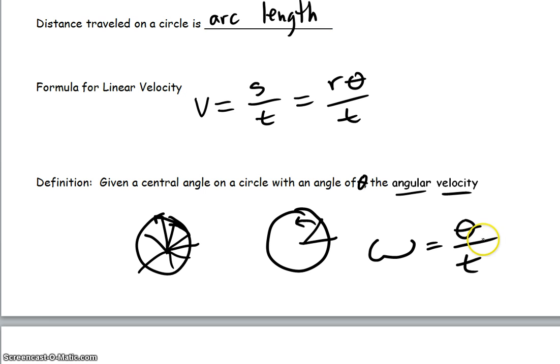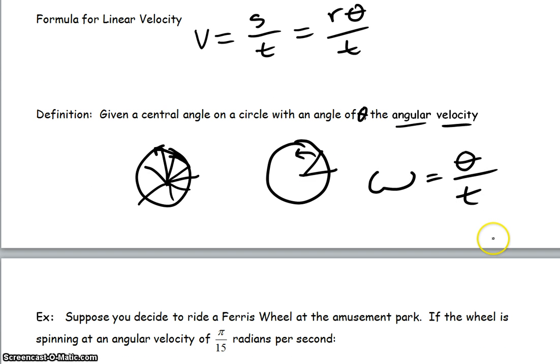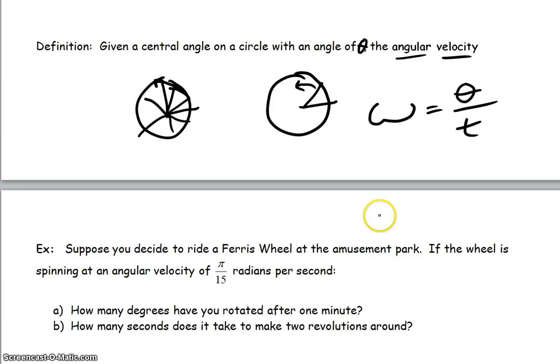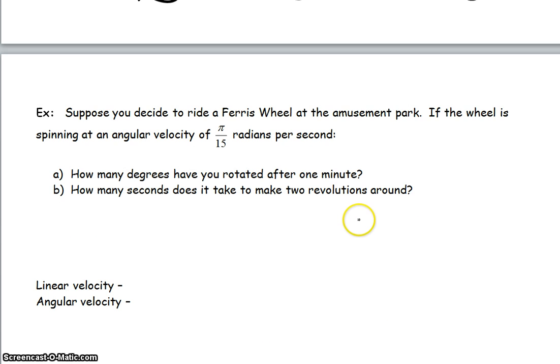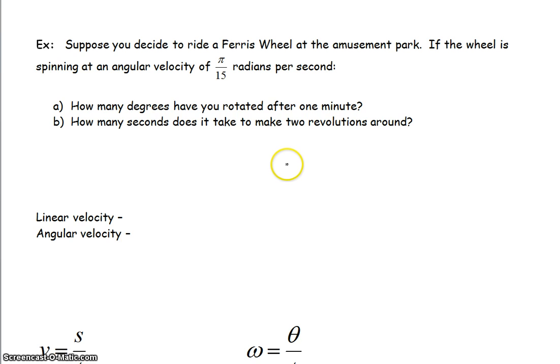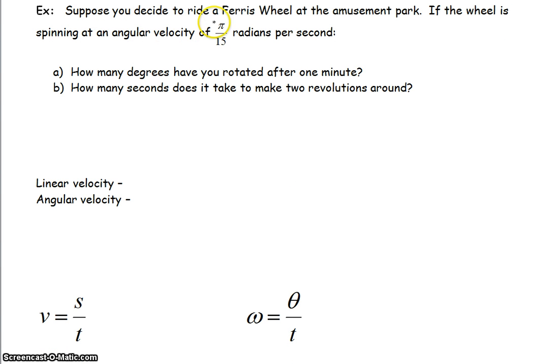Now there is a correlation, and we'll get to that in a second. But suppose you ride a Ferris wheel at the amusement park. If the wheel is spinning at an angular velocity of pi over 15 radians per second, so that's how fast that angle is changing, the question is: how many degrees have you rotated after 1 minute?